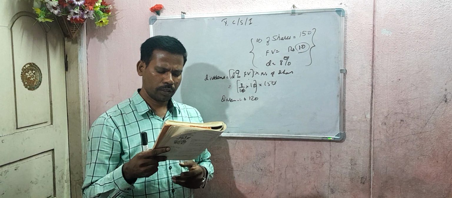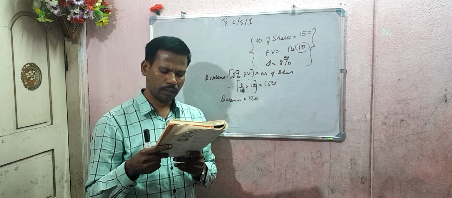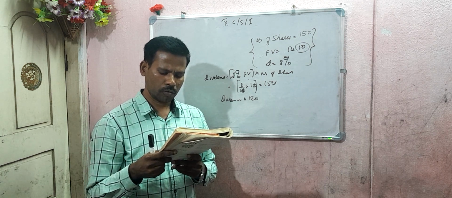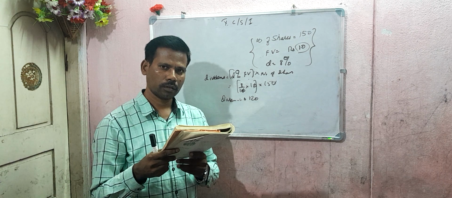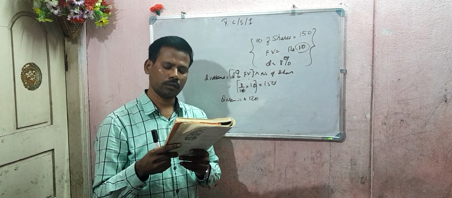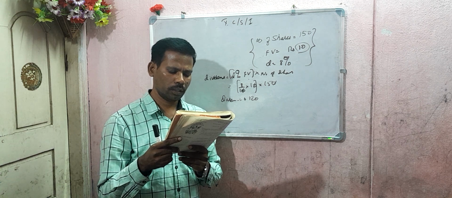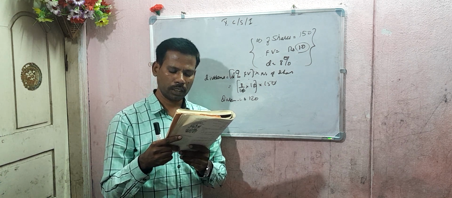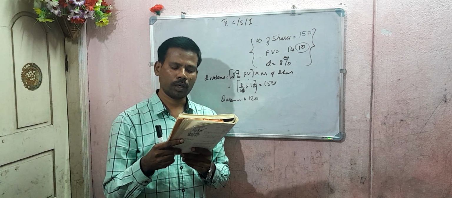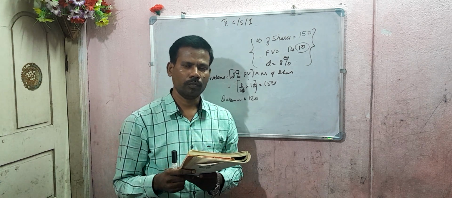Another one. The market price of each share of DCM is 79. Ashok wants to purchase 200 shares. Find the amount he will have to pay if the brokerage is rupees 1 per share.